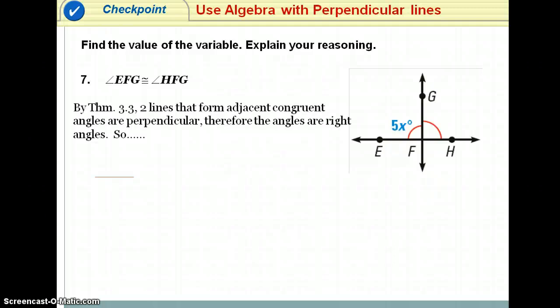By theorem 3.3, two lines that form adjacent congruent angles are perpendicular, so therefore the angles are right angles. So 5x equals 90. Did you pick right? Divide both sides by 5, and x equals 18. How easy is that? Hopefully pretty easy. If not, you definitely need to see one of us.